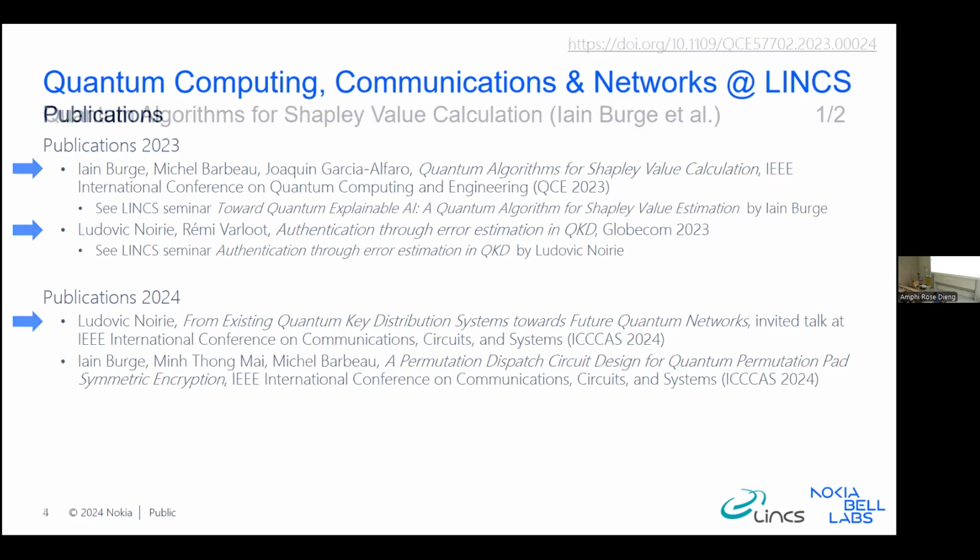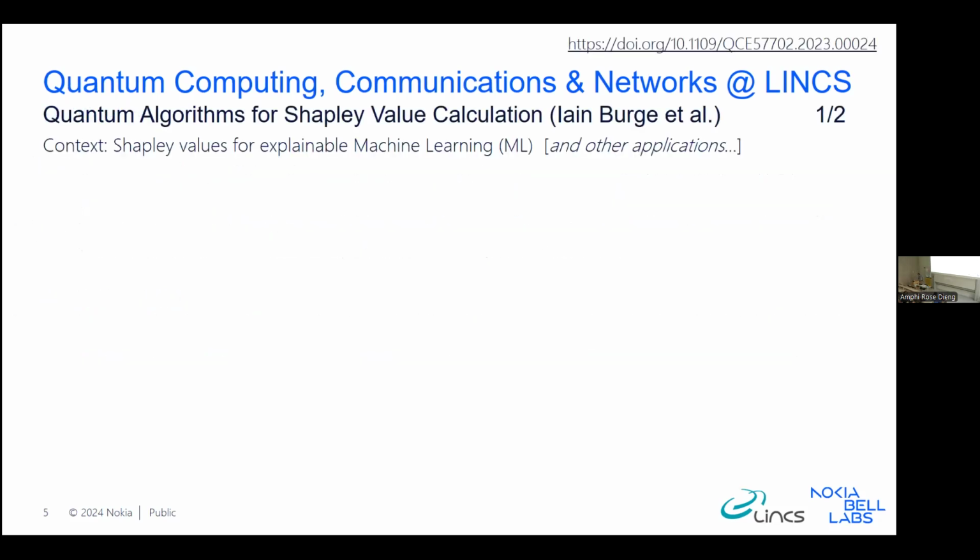So the first one I will present is the work of Jan Burge, Michel Barbeau, and Joaquin Garcia Alfaro. The context is about the Shapley value calculation. This is a concept that is used to try to explain machine learning. So if we can have something that is fast in terms of the computation of the Shapley value, it will help in the explainable machine learning context.